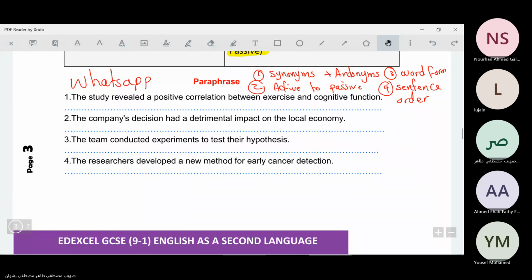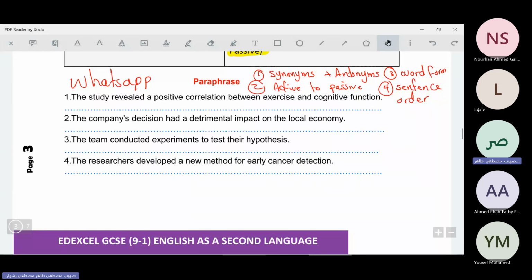Also, number two, "detrimental impact." You didn't change it. Yeah, Yusuf, we said you should change the whole thing in the sentence, even if you used any other technique. Okay, do it again, Yusuf.